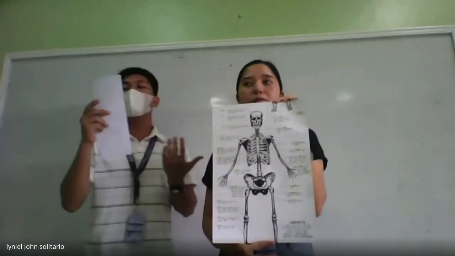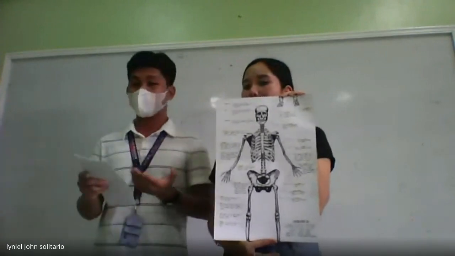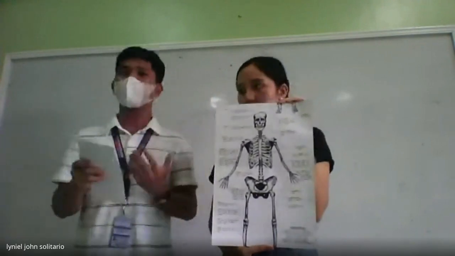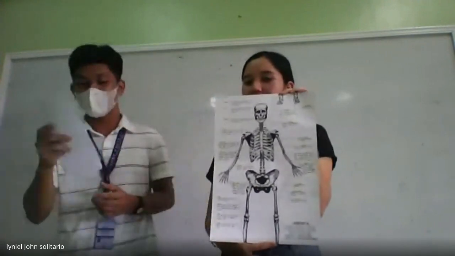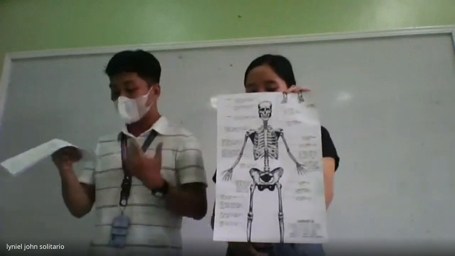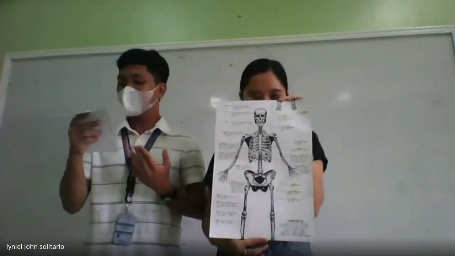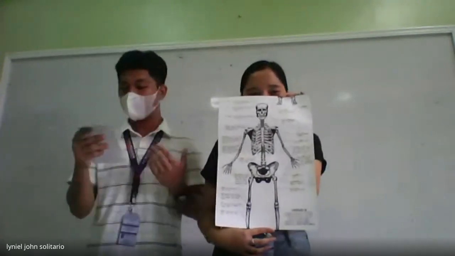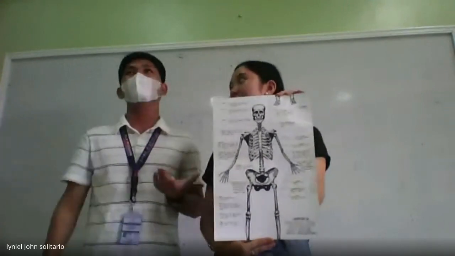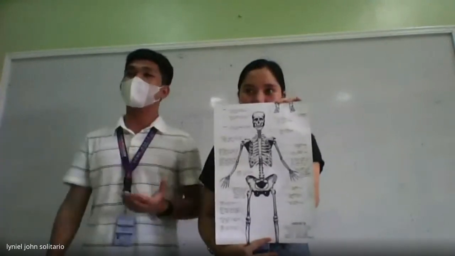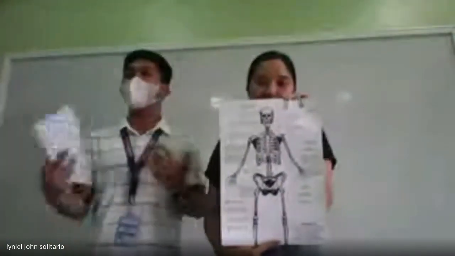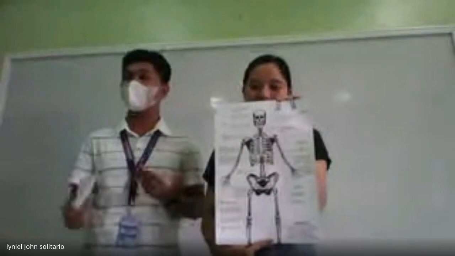So, what makes the human skeletal system unique? The skeleton of the human being is a unique structure adapted to the needs of bipedal locomotion. Bipedal locomotion is the ability to walk and run on two feet in an upright position, as in human beings and birds. The human skeletal system is really important because, like I said, we cannot move or function well without it.